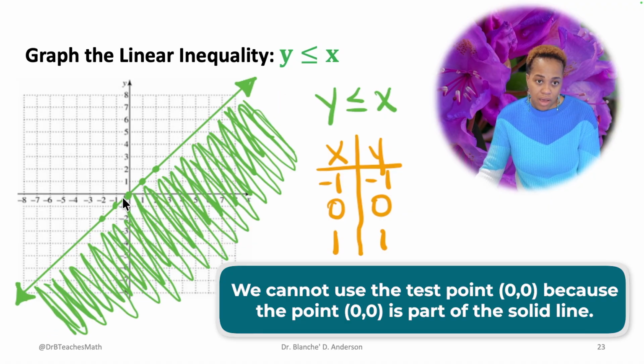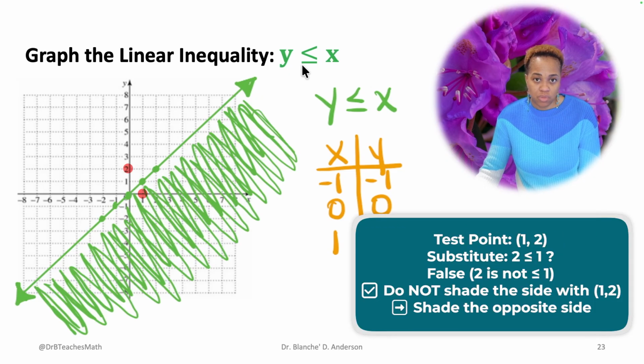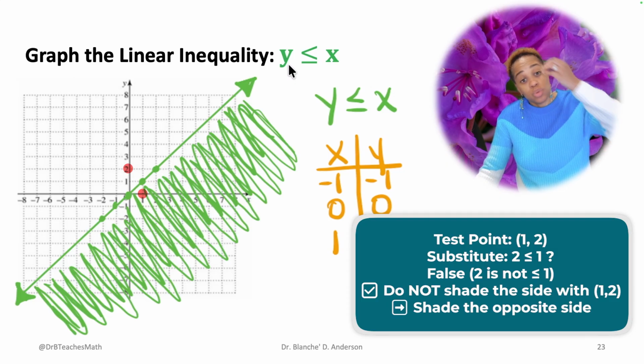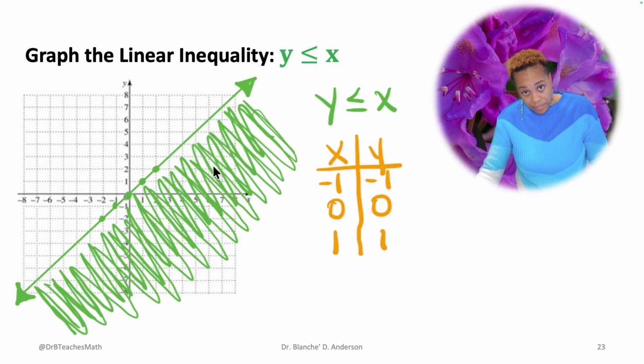So how about, can't do 1, 1. How about 1 and 2, where X is 1, Y is 2. Is 2 less than or equal to 1? Nope. Can't shade on this side. Have to shade below it. Shade below it. See, that's how doing the test points work.